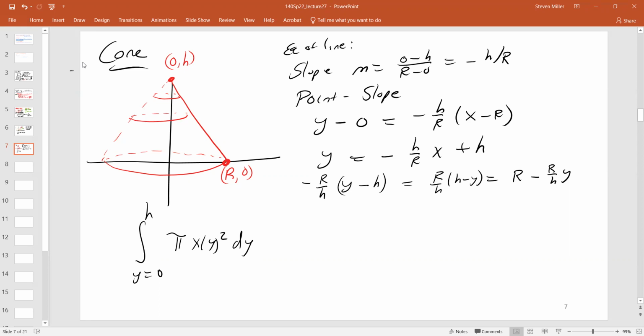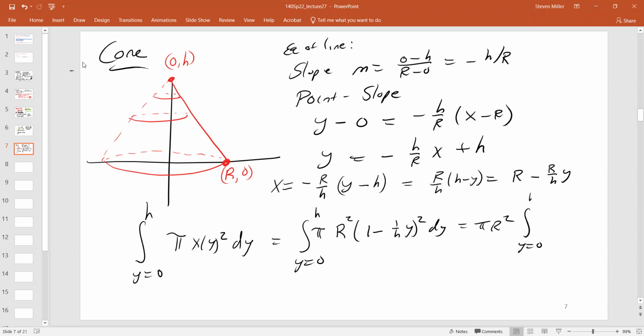So this is what we get for x. So the volume is going to be y goes from 0 to h of r, and I'll write it as 1 minus 1 over h y, squared, dy. And the r gets squared as we pull it out and we have the pi. So it's going to be pi r squared, integral y goes from 0 to h of 1 minus 1 over h y squared dy. How can I do that integral?